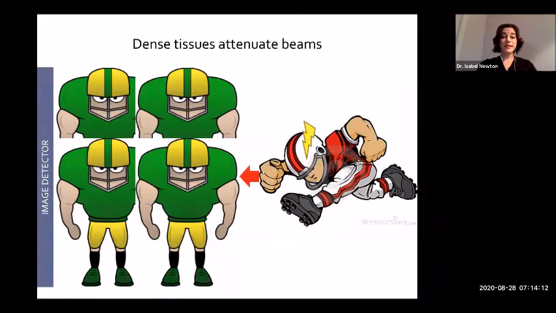However, in some instances, there's just so much dense tissue that it doesn't matter what you do, you're not going to reach the detector. And that's if you're just trying to image something that's just straight metallic.